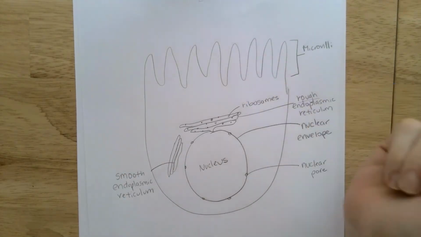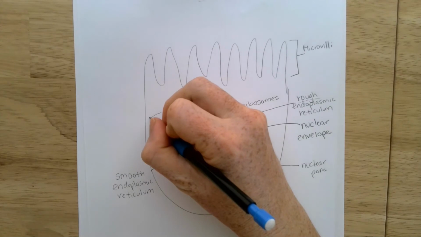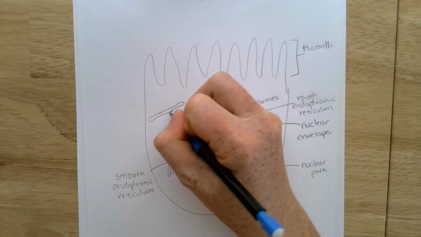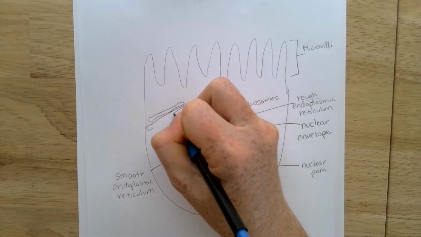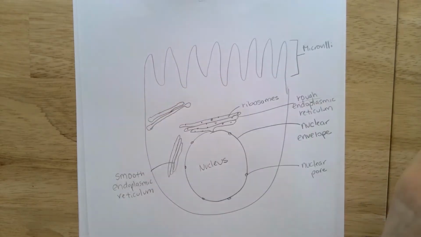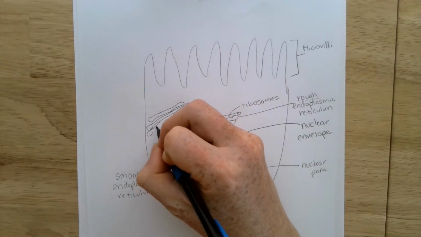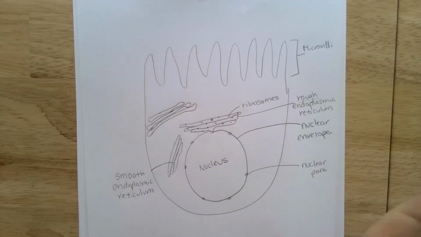And then another structure that looks similar to this is the Golgi complex. The Golgi complex is also a big stack of membranes too, but it has a different function. It's involved in exocytosis, which means secreting things out of the cell. So it packages proteins and sometimes modifies them and gets them ready for export. And so this would be the Golgi apparatus.